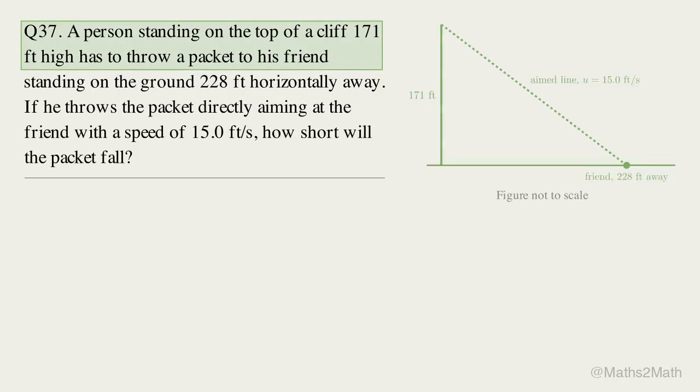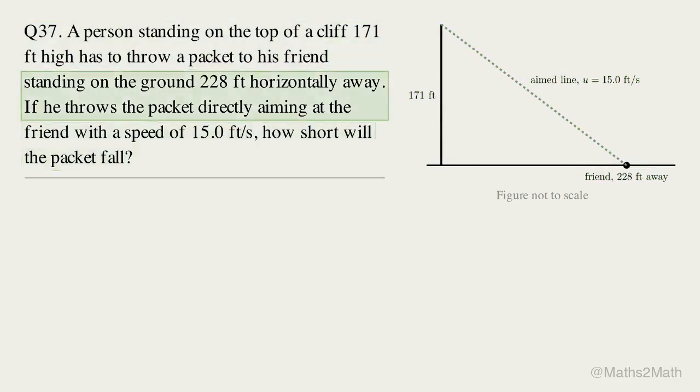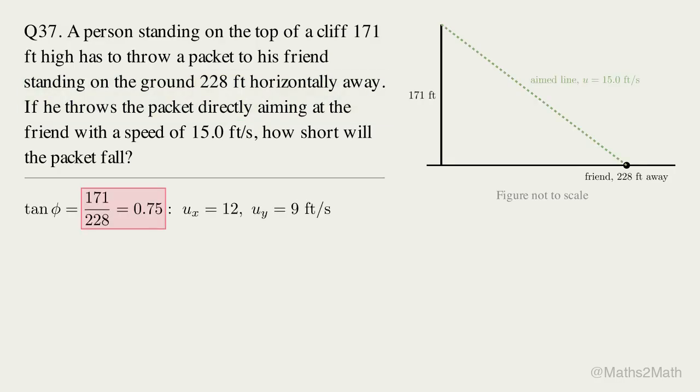Question 37. From a 171-foot cliff, a packet is thrown at 15 feet per second, aimed directly at a friend 228 feet away on the ground. How short of the friend does it fall? What does this mean? Aiming down the line fixes the launch direction below the horizontal. Gravity then pulls the packet under that line. The aim line drops 171 over a run of 228, tangent 0.75, so the throw points 37 degrees below horizontal. Components: 12 forward, 9 down.